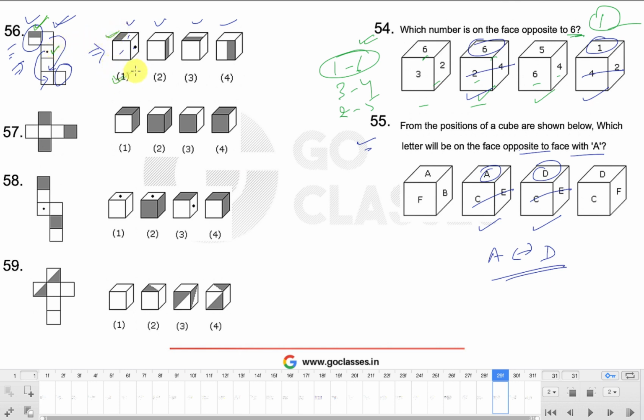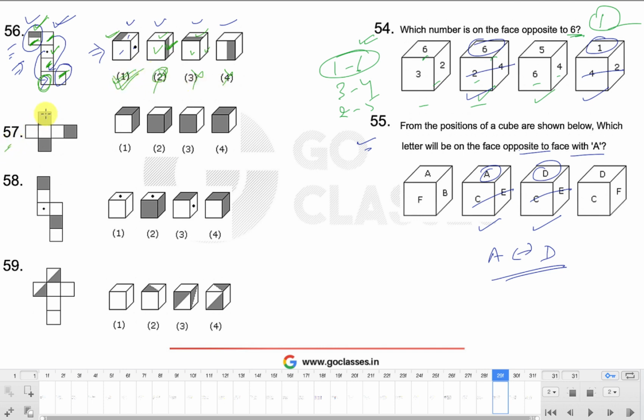So 1 is the answer. Why is 2 not the answer? Because these 2 blank faces are adjacent. In this, 2 blank faces are opposite and this face is opposite to this blank face. So only this blank face can be adjacent to this face. But here there are 2 blank faces adjacent to this face, so it is not the answer. Same here, it is not the answer because 2 blank faces are adjacent to this face. That is not possible. Same in this option. So this is the answer.